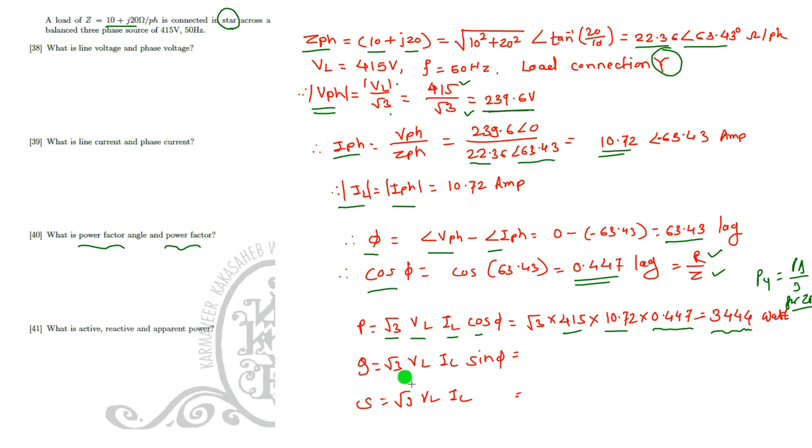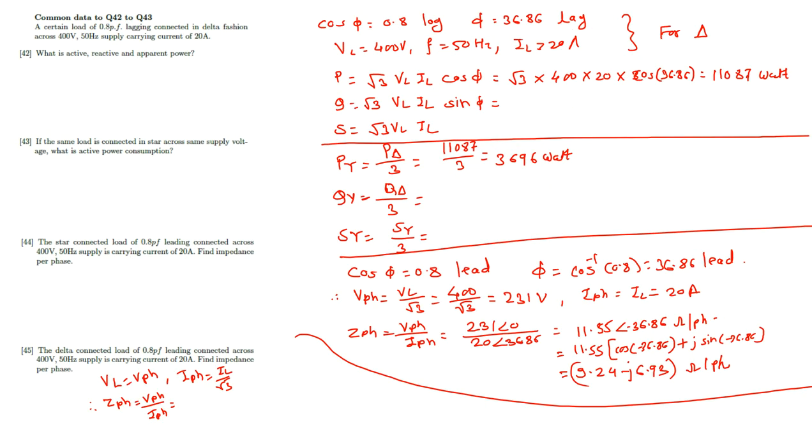Okay, so now Q is equal to root 3 VL IL sin phi. You calculate it and comment it in the comment box, and then you calculate root 3 VL IL. So this is in VAR, this is in form of VA. Okay, so let's discuss the last numerical based on this.